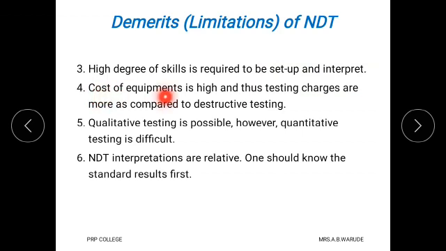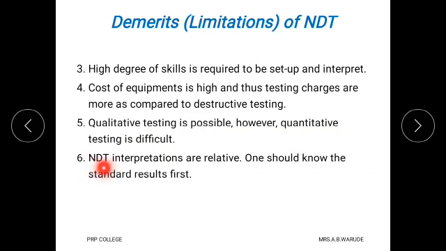Fourth, the cost of equipment is high and thus testing charges are more as compared to the destructive testing method. As you know, there are different NDT methods, that is magnetic particle method, liquid penetrant testing method, visual testing method, and here the cost of that equipment is very high and thus testing charges are more. Fifth, qualitative testing is possible, however quantitative testing is difficult.